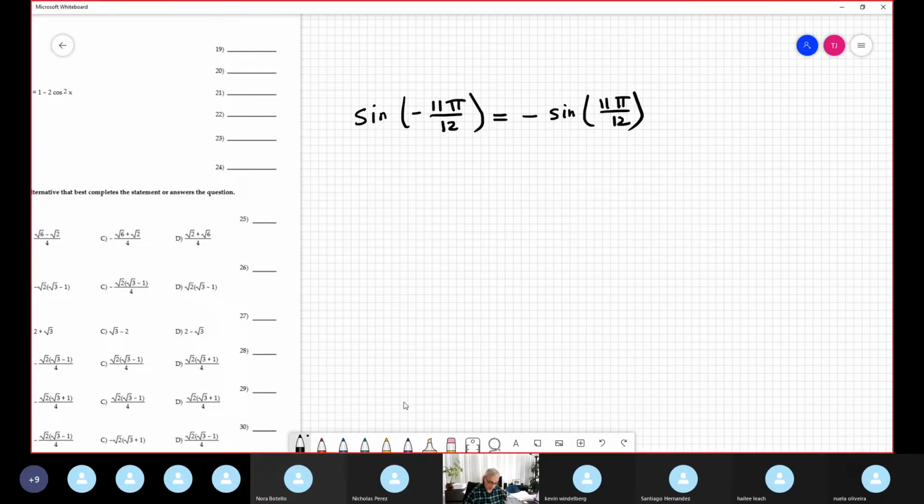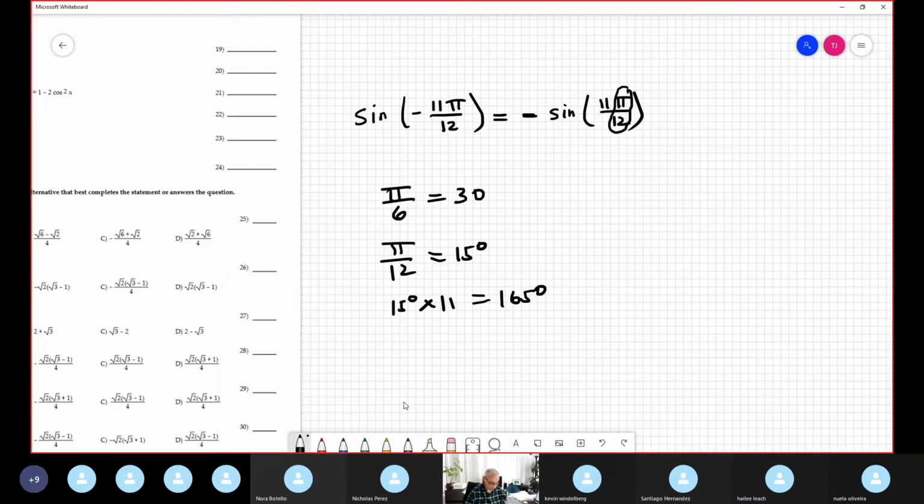Now I need to investigate what the angle is. Pi over 6 is 30 degrees, I know by memory. Therefore pi over 12 is half, which is 15 degrees. And 15 degrees multiplied by 11 is 165. And 165 lies in the second quadrant. I don't care about the sign temporarily.